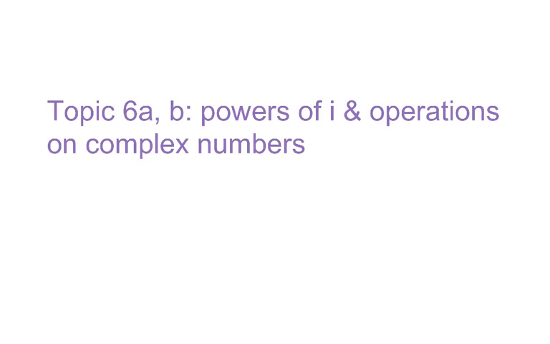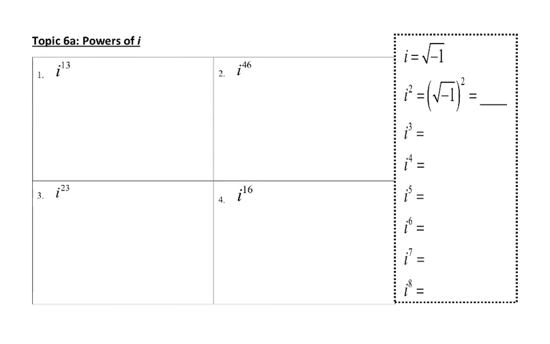This video is on topics 6a and b, the powers of i, and the operations on complex numbers. So the powers of i follow this little pattern. We know that i is the square root of negative 1, so i squared is to square the square root of negative 1, which will just be negative 1. And i cubed is really like i squared times i, which would be negative 1 times i, so negative i.